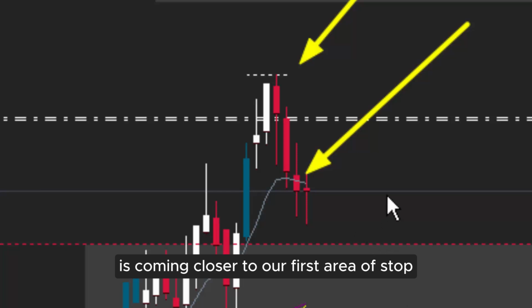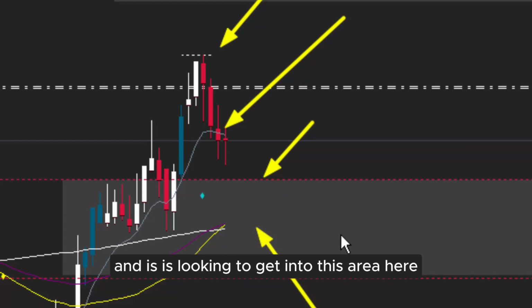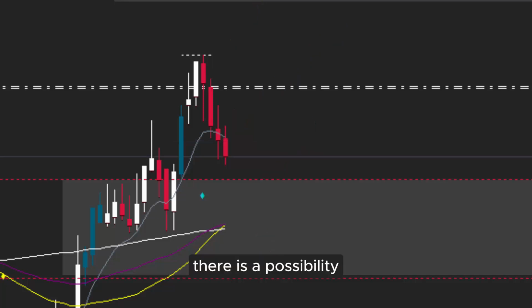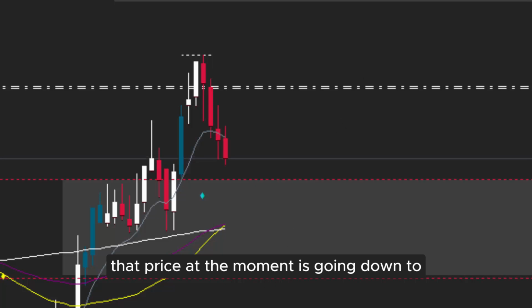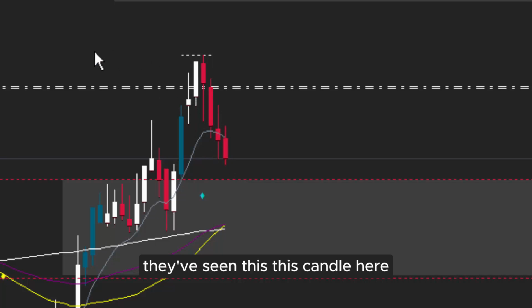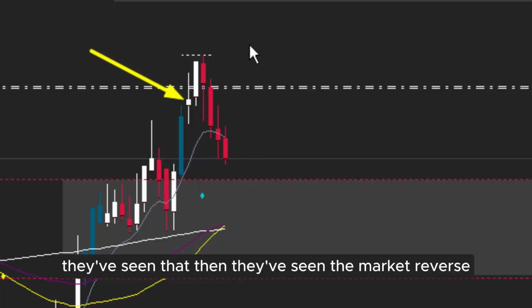It is coming closer to our first area of stop, mental stop, and it's looking to get into this area here. We don't want that. But the only thing I can see, there is a possibility that price at the moment is going down to create more people who want to sell. So people have seen this upsurge. They've seen this candle here, which is an indefinite candle, doji or whatever you want to call it. They've seen that. Then they've seen the market reverse.